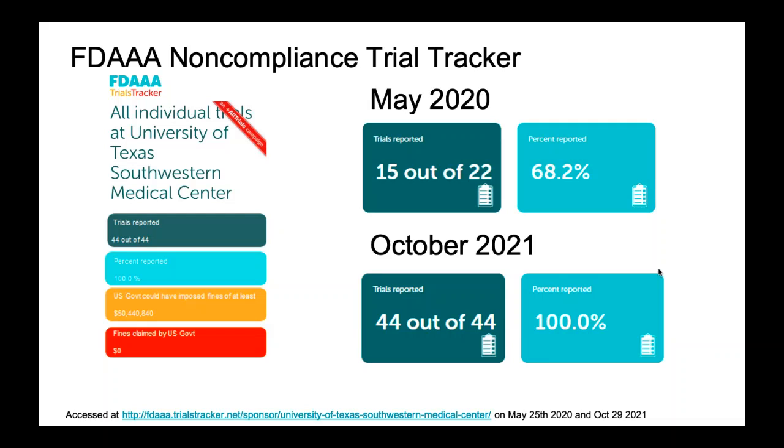But again, it is important to note that this 100% compliance is for FDAAA, so FDA regulated applicable clinical trial results only. It doesn't include registration or other annual updates. Also, it doesn't include NIH funded trials that are not FDA regulated applicable clinical trials. Also, it doesn't include trials that are voluntarily registered.